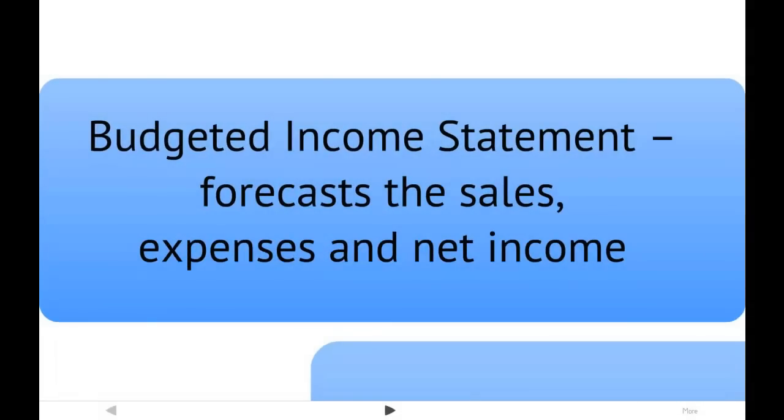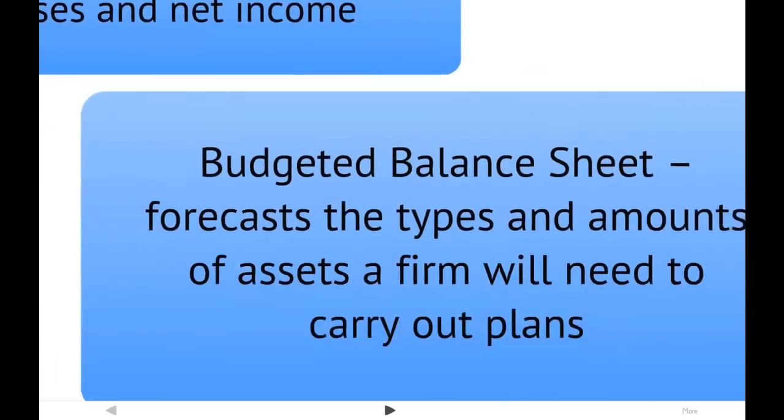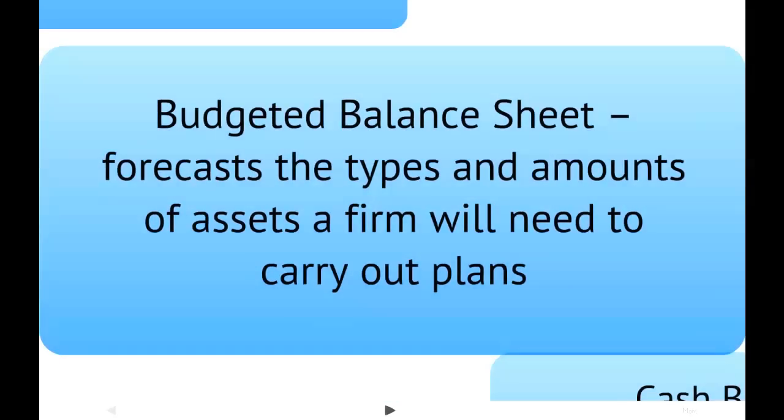So the first thing that's produced is a budgeted income statement. We're simply going to forecast sales, forecast expenses, forecast net income. Second thing is a budgeted balance sheet. In this, we're simply going to forecast the different types of assets that a company is going to need to carry out its particular plans.